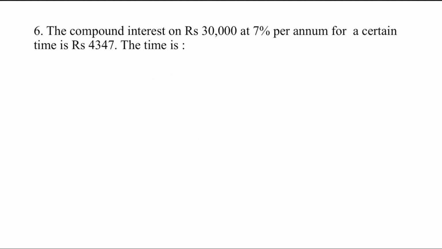The compound interest on rupees 30,000 at 7% per annum for a certain time is 4,347. The time is, okay, so now they are asking us time. So what is given? Principal is given, it is 30,000, rate of interest is 7%, and compound interest they have given. How much is it? 4,347 rupees. So what is the time? In how much time is it becoming 4,347?